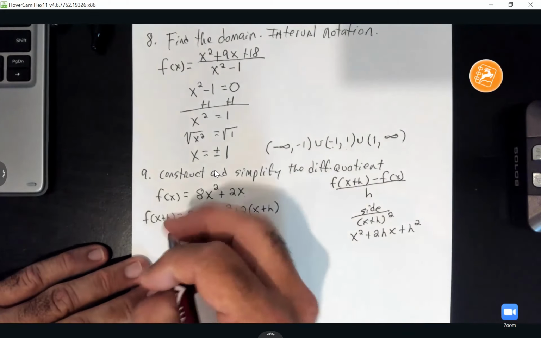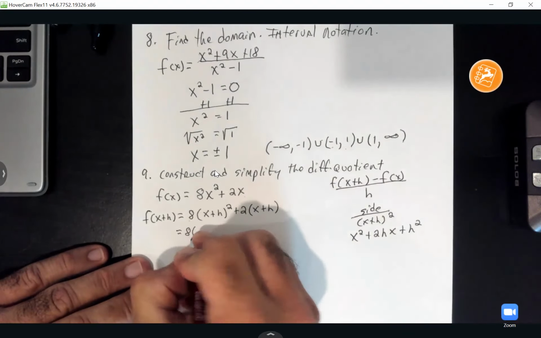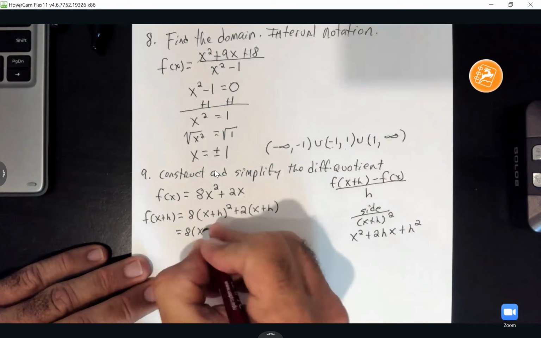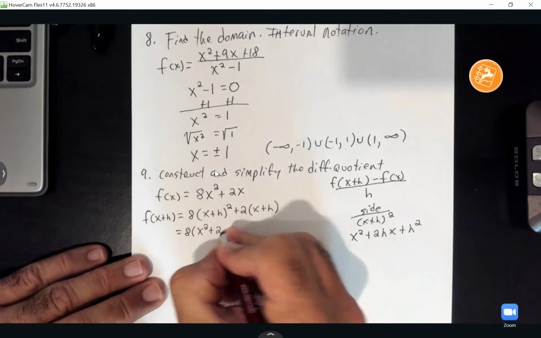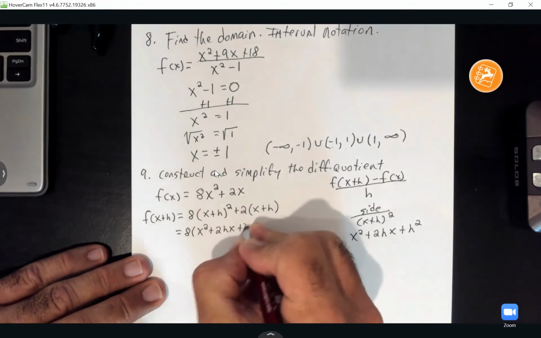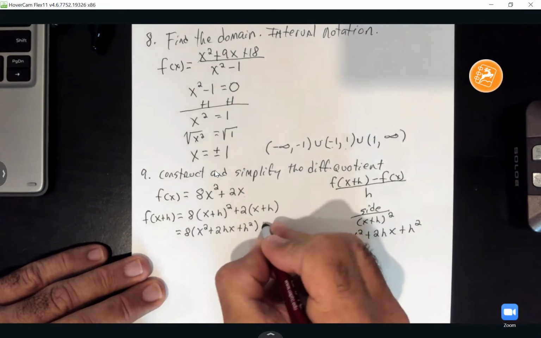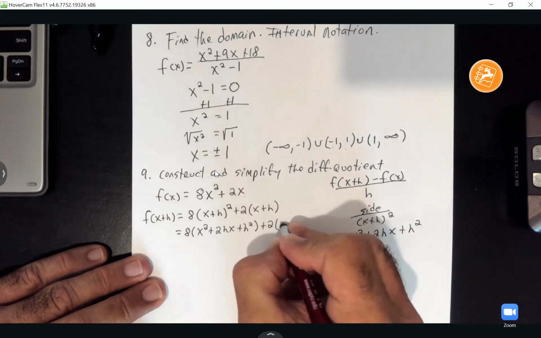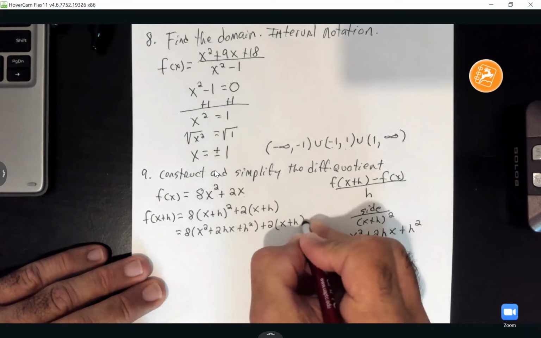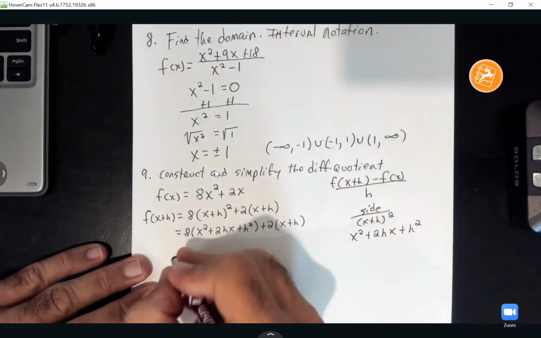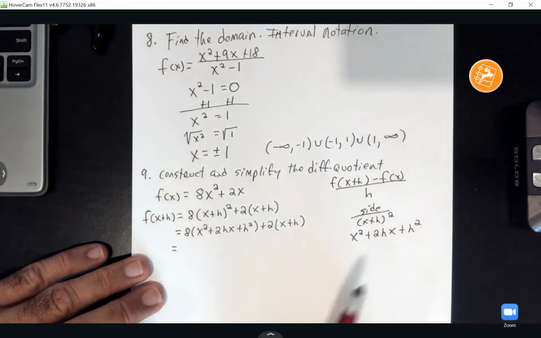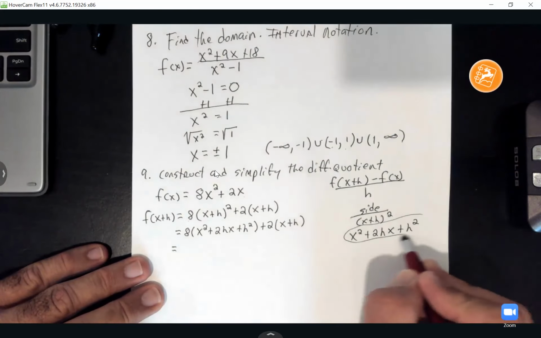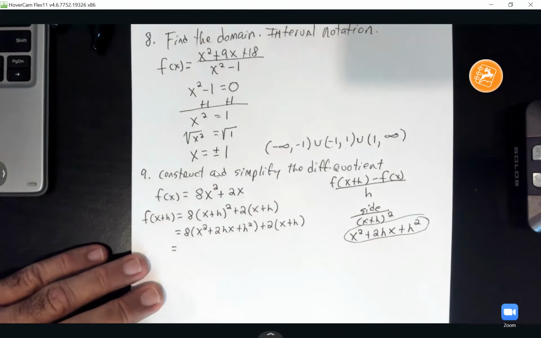So I'm going to bring down my 8. And then I'll put in my x squared plus 2hx plus h squared. And then I'm just bringing down the 2 times the x plus h. So guess what? On y'all's test, you need that right there for that x plus h squared.